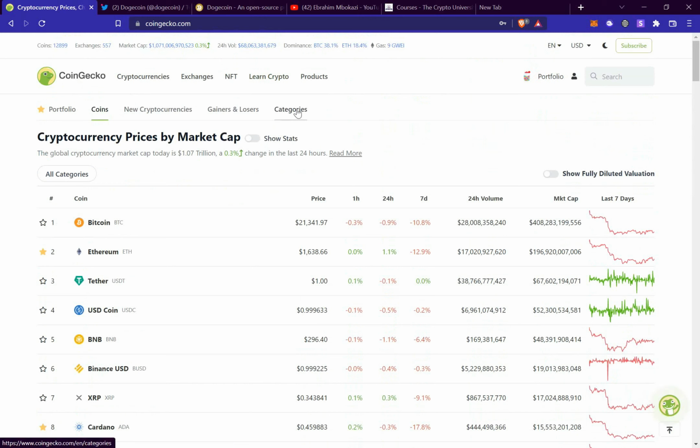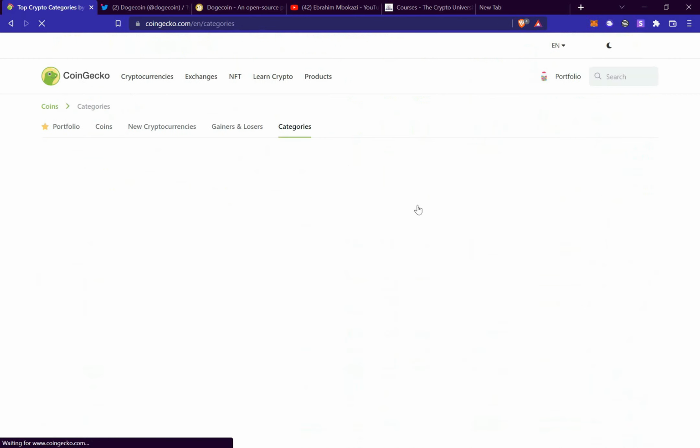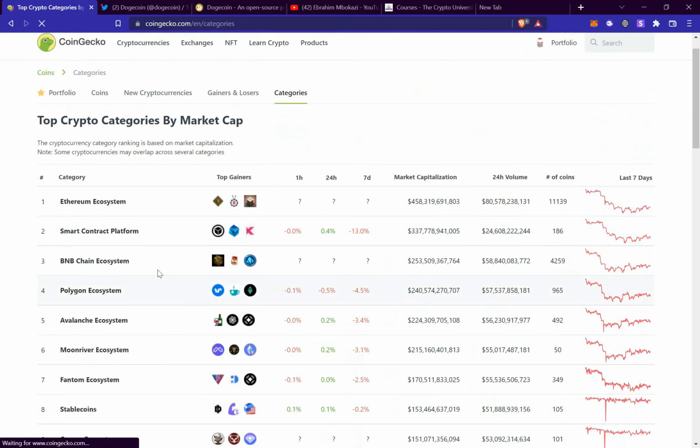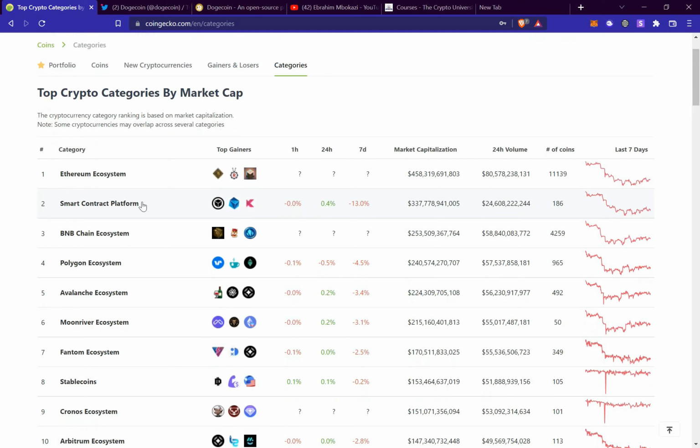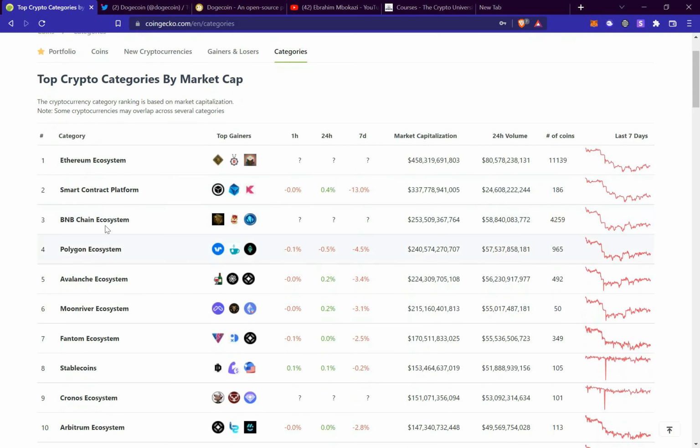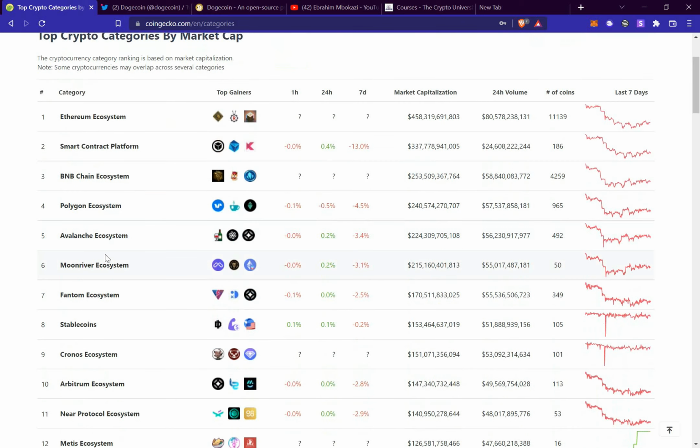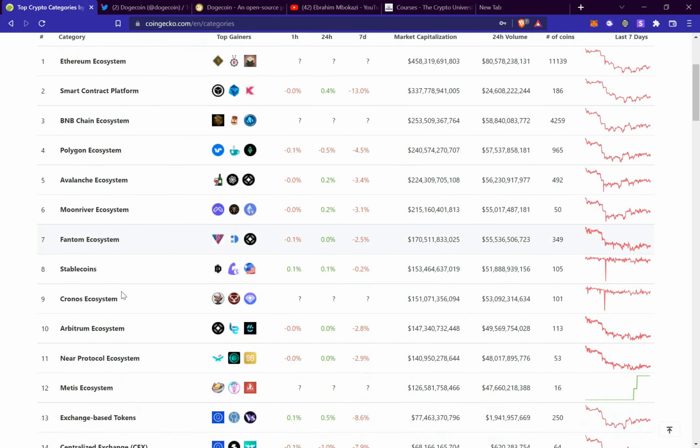You can click here on category. When you click on category, it will show you all the different categories within the cryptocurrency market. This is the top category by market cap. Over here we can see this is the Ethereum ecosystem. Over here, these are all the smart contract platforms. Over here, these are all the BNB chain ecosystem, Polygon, Avalanche, and so forth.